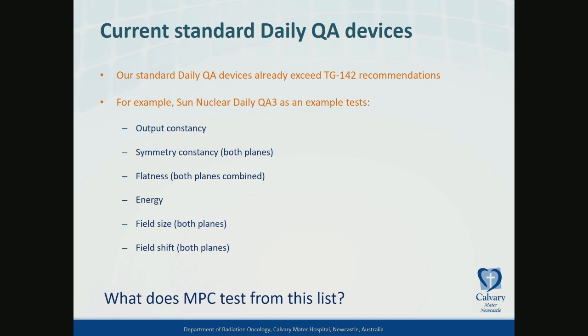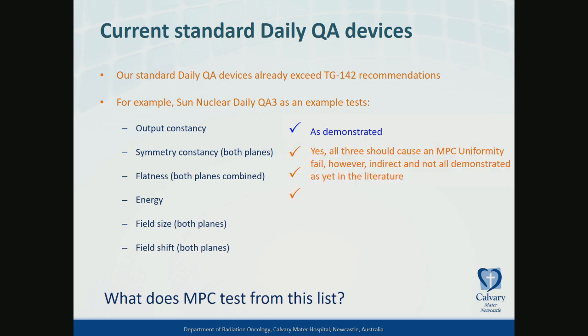So then the obvious question is, what does MPC test from this list? Well, we've already spoken about it testing outputs, it does this well. But in terms of symmetry, flatness and energy, I've given it orange ticks here. And the reason for that is, in theory, the MPC uniformity test should be sensitive to changes in these parameters. However, they're all confounded in the one test, and also the literature is a little bit sparse to demonstrate that it actually does this well. So as I said, I've only given it an orange tick, meaning that theoretically it should cover this, but there's probably a bit more work to be done, and this is an area which could potentially be improved.